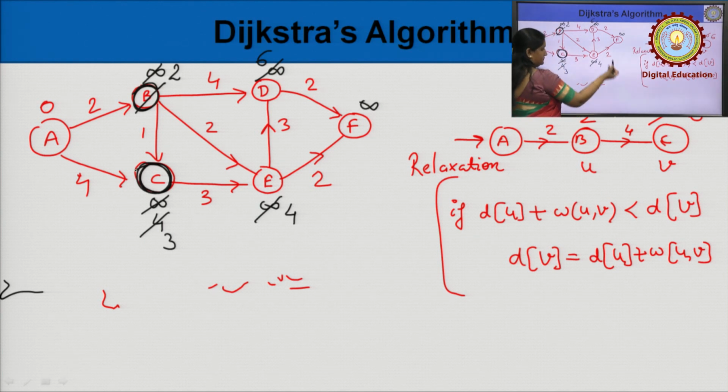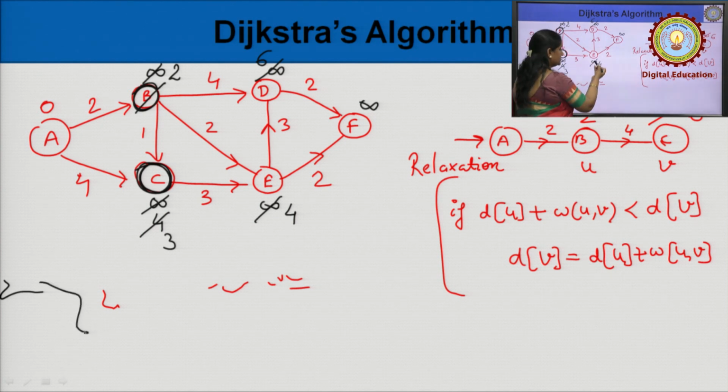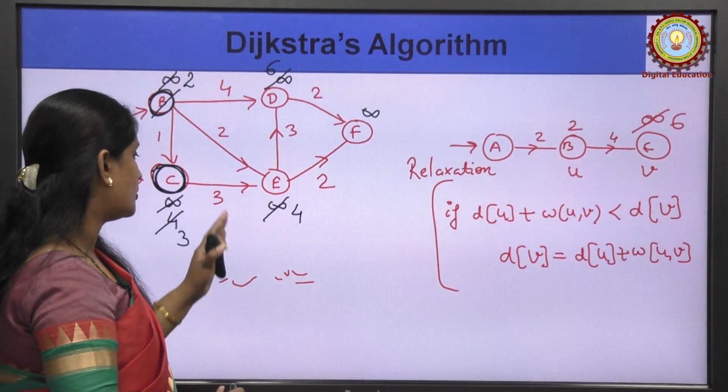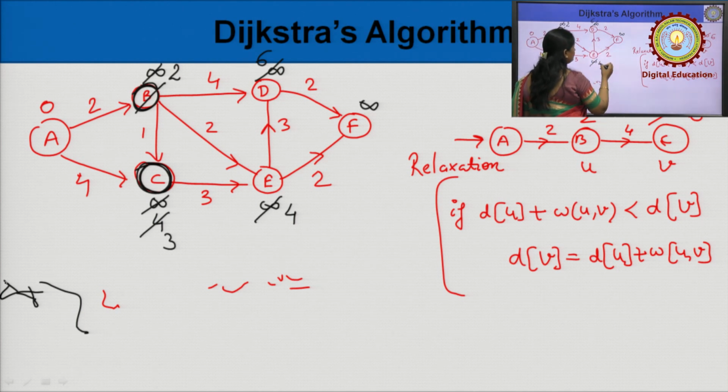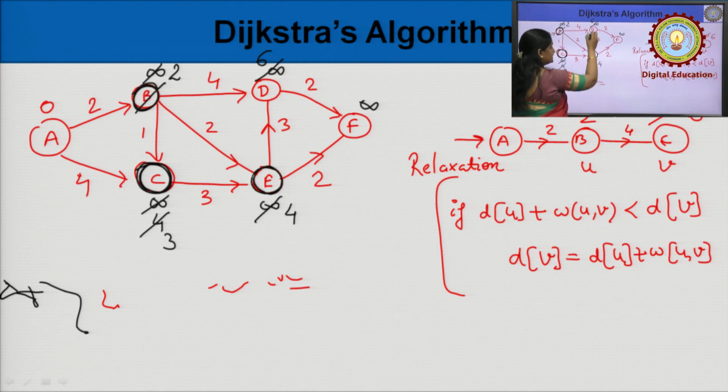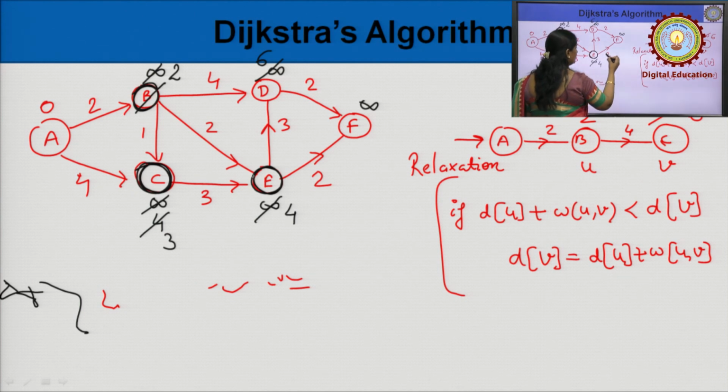Now relax the vertices. 3 plus 3 is 6. The condition is false, so it does not change the distance of vertex E. Now what is the minimum between 6, 4 and infinity? Minimum is 4, then select it. Then relax the vertices. 4 plus 3 is 7, this is already smaller, so it can't change. And 4 plus 2 is 6, where there is infinity, so replace it and place 6.